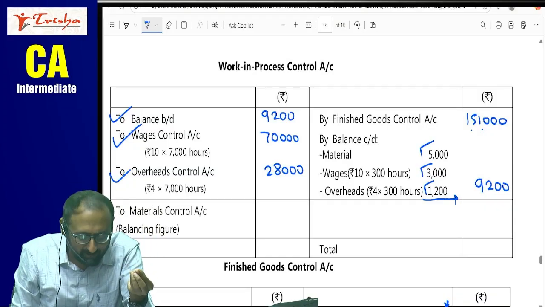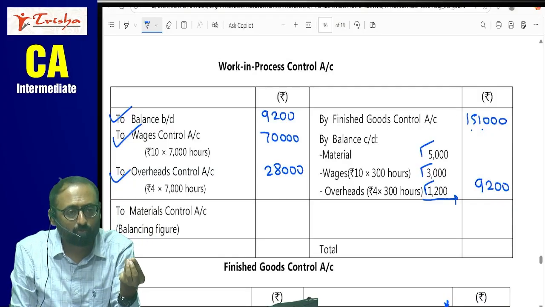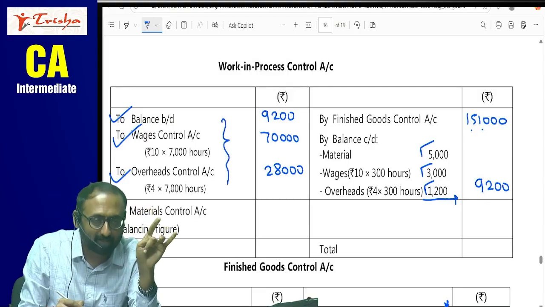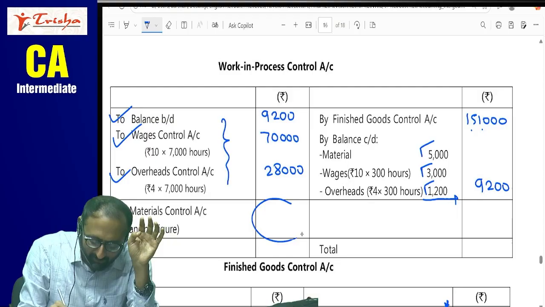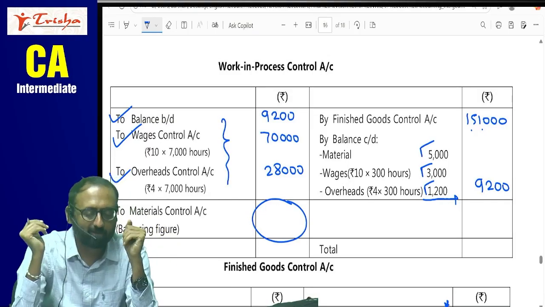What main thing is pending? Direct material consumed, yes or no? 4 items will be there. Out of that 4, 3 items are completed. Only 1 item is there. So the balancing figure will be material transfer, direct material transfer from stores ledger to WIP.